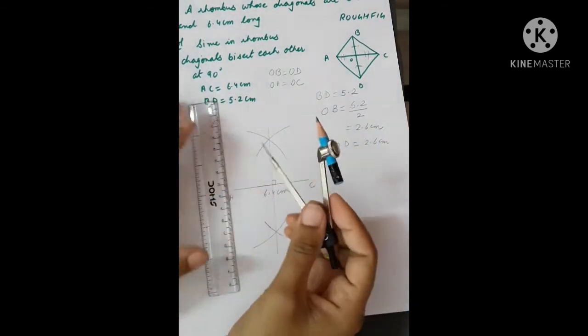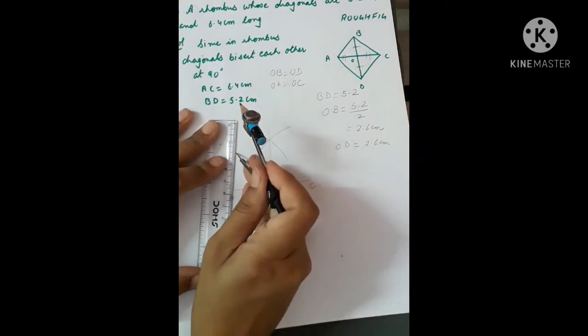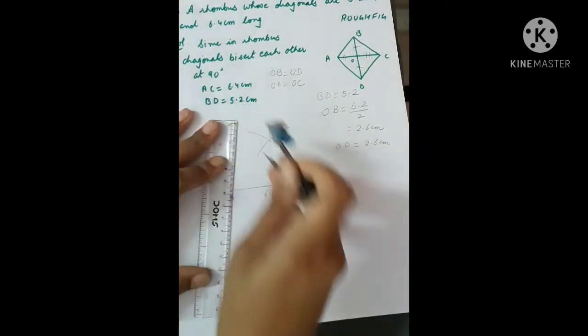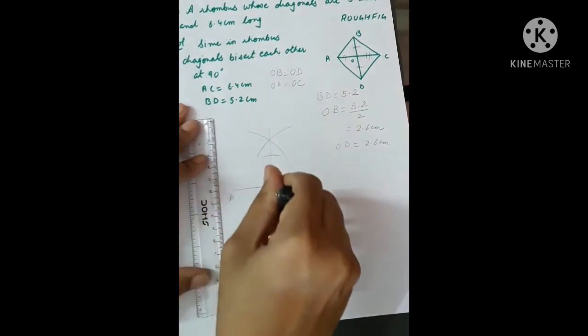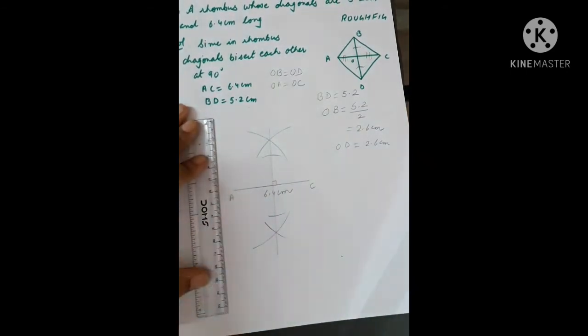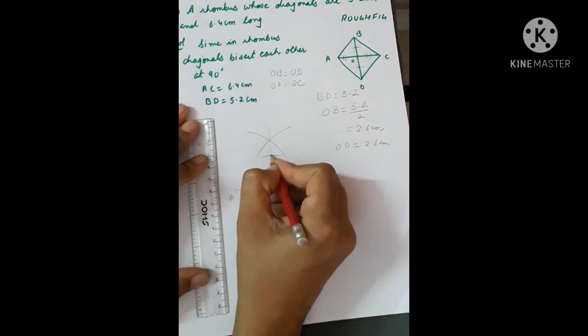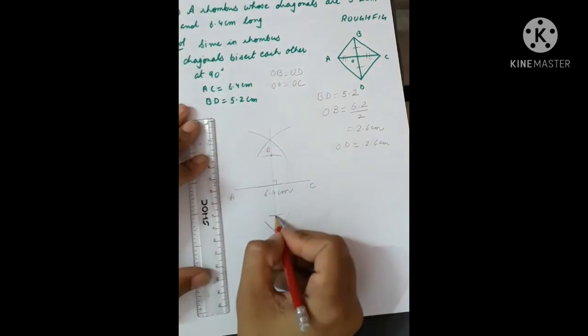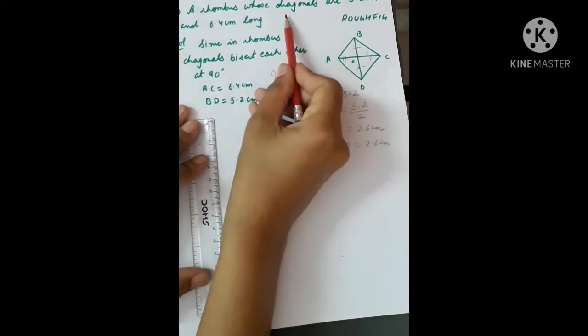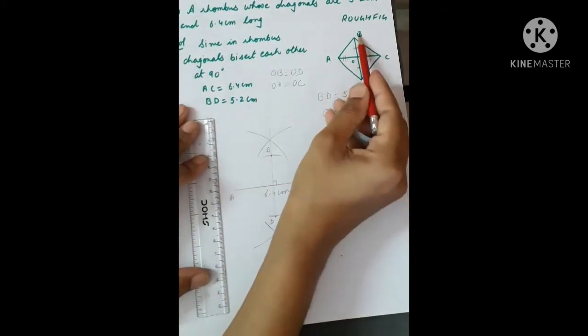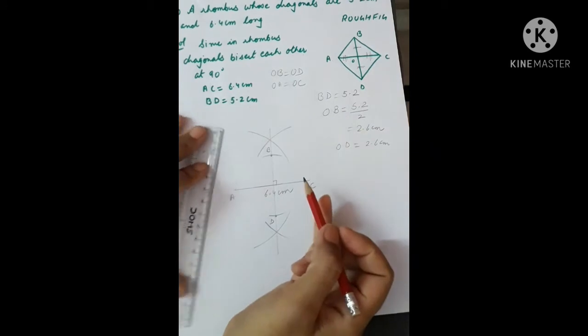So I will open the compass 2.6 centimeter. Keep it at this point of intersection of the diagonals. Swing one arc on the top and one at the bottom. So this point which I got is point B and this point is point D. See, here the name of the rhombus was not given. I have named it myself A, B, C, D. You can give some other name also.